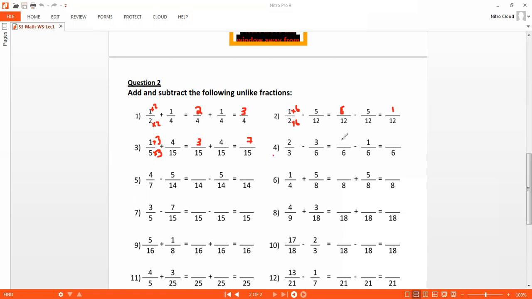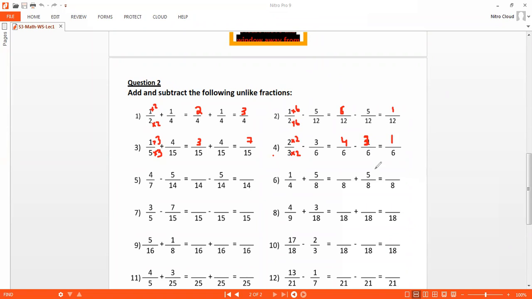2/3 minus 3/6. We do 2/3 times 2. Very good. So I get 4/6. And then 4/6 minus 3/6. This looks like a print error. Yalla, 4/6 minus 3/6. Was it 4 minus 3 or 4 minus 1? No, 4 minus 3. It should be 3, they just copied it wrongly. Yes, 1. Very good, Rasha.